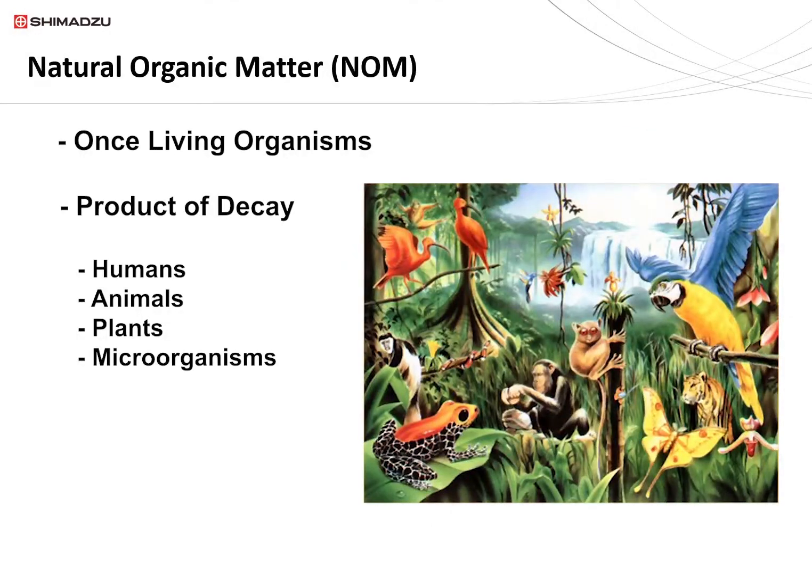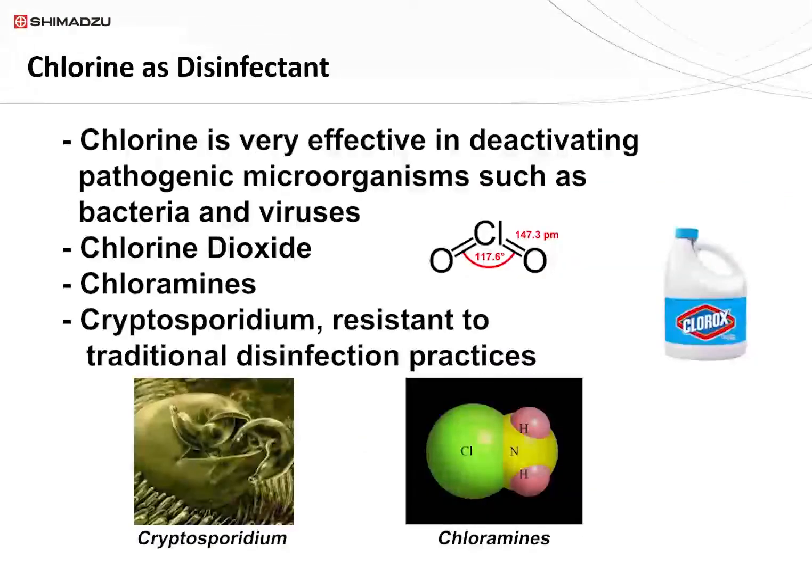TOC measurements will be an indicator of natural organic material, also called NOM. NOM is from organisms that were once alive and have decayed. These organisms could have been human, animal, plant, or microorganism. To kill microorganisms such as bacteria and viruses, chlorine is added to the water samples.